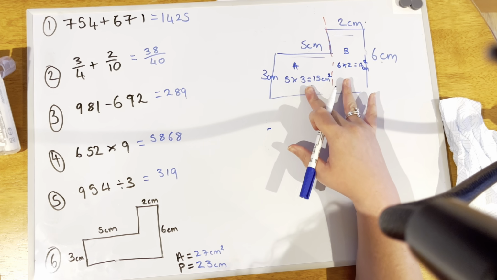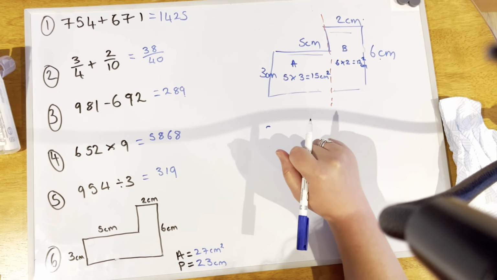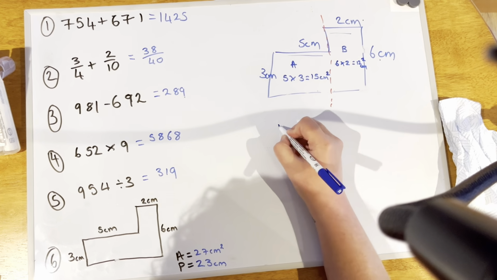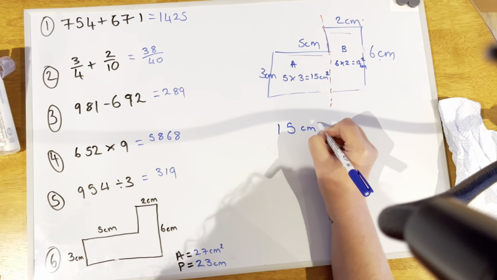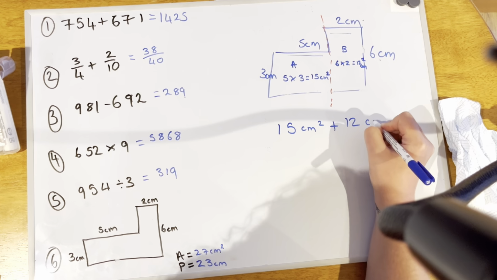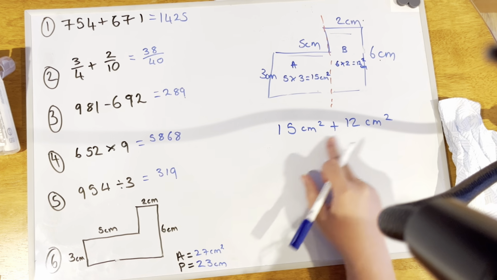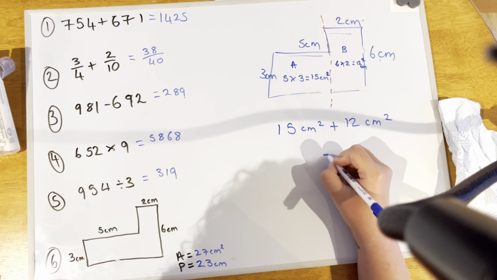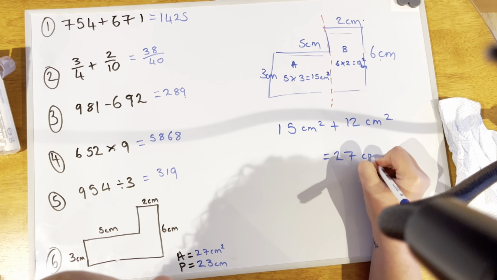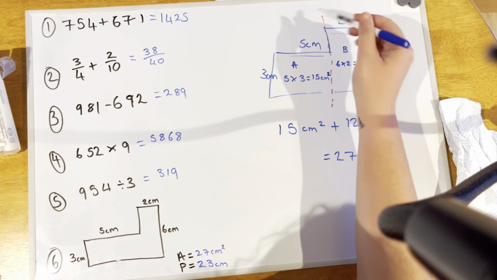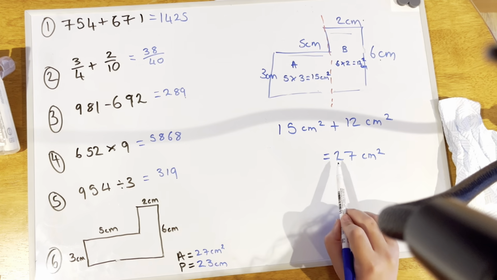Now I've worked out these 2 shapes A and B separately. I now want to add them together. So I'm going to do 15 centimetres squared plus 12 centimetres squared. And when I add them together, I get 27 centimetres squared. So the area of my whole shape is 27 centimetres squared.